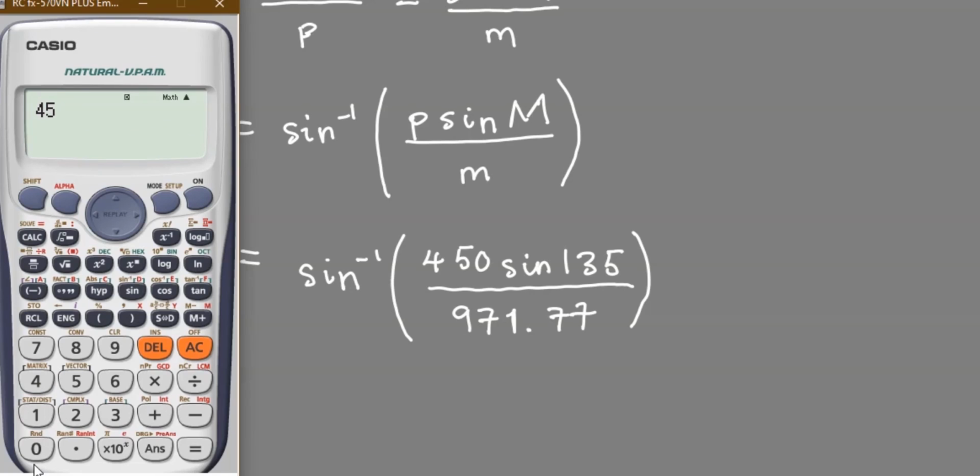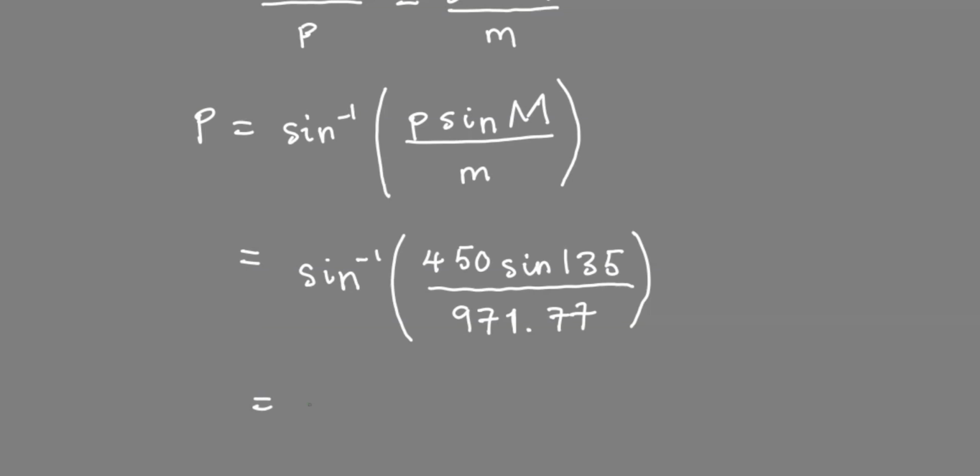450 sine 135 equals, then you divide that answer by 971.77. This gives us 0.3271, an answer that we expect if we're finding an inverse of sine. Then we find sine inverse, shift the sine button, and then our answer that we just found, hit equals, and there's our value, 19.11. Our angles are supposed to be correct to 1 decimal place, so our answer is going to be 19.1 degrees.